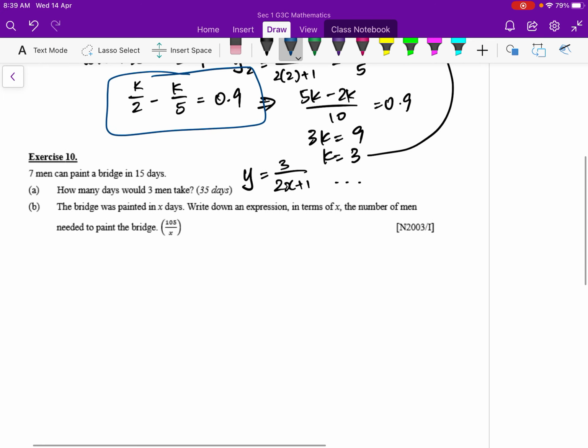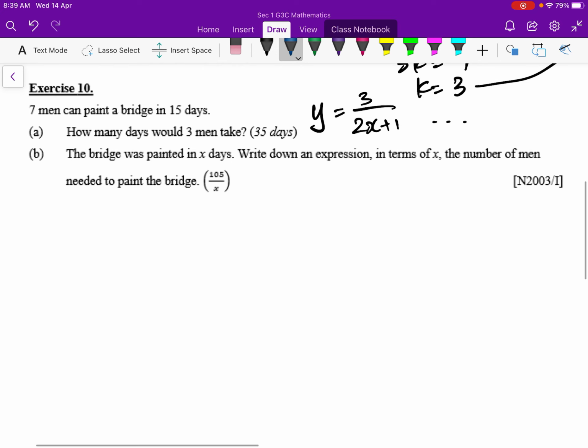Okay, so let's continue with exercise number 10. 7 men can paint a bridge in 15 days. How long would 3 men take? O-level question in 2003. This is an inverse proportion question.